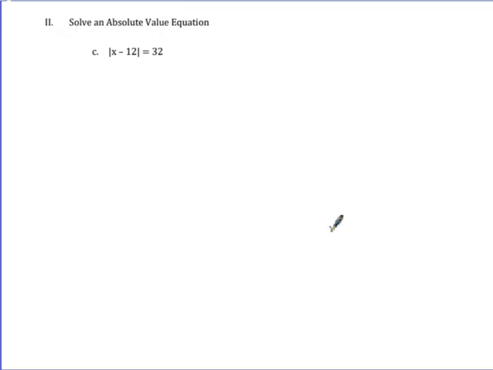Alright, when we have absolute value equations, we're going to set it up so that we have two separate answers. So I'm going to say x minus 12 equals 32, and then also x minus 12 equals negative 32, because remember, if I have something in here that is equal to negative 32 and I take the absolute value, it's still going to be positive. So I have two different solutions here.